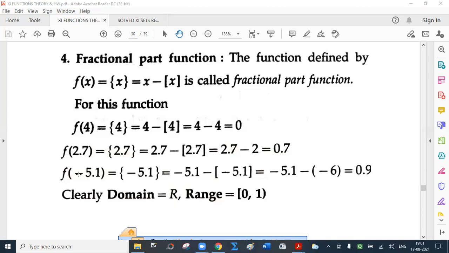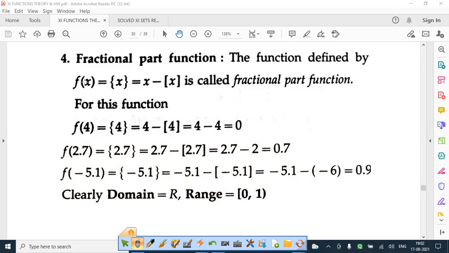Some students say in minus 5.1 the fractional part is 0.1. No, because minus 5.1 is minus 5 minus 0.1. And therefore, use the definition. As per the definition, what is f of minus 5.1? It is x, that is minus 5.1, minus the greatest integer not greater than minus 5.1. It is minus 6. So minus 5.1 minus 6, that is plus 6, so it is 0.9.